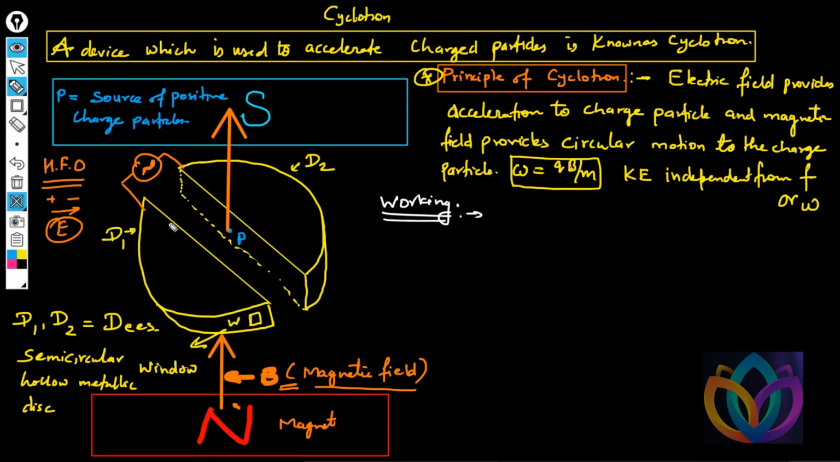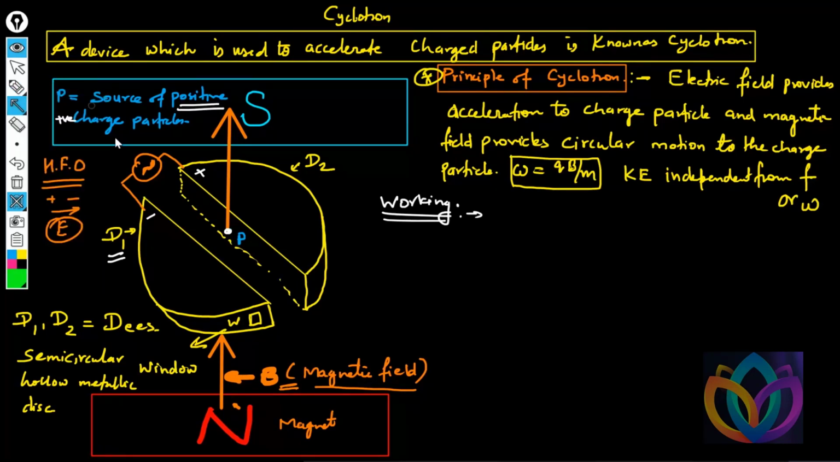Now, first of all, at any instant, let's say this D1 metallic plate is at negative polarity and D2 is at positive polarity. We know P is a source of positive charge particles. If I consider one positive charge particle over here, where will it go, towards D1 or towards D2? It will go towards D1.